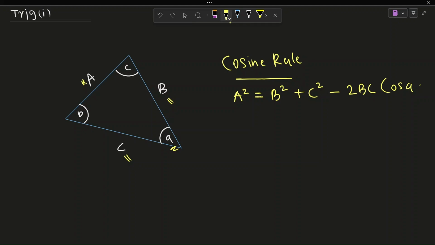Now say, for example, you need to find the length of the side b. If that's the case, then you'll have to rewrite your equation like this. It's going to be b squared equals a squared plus c squared minus 2ac times cos B. I used cos B because I'm using side a and side c, so the included angle between sides a and c is B.